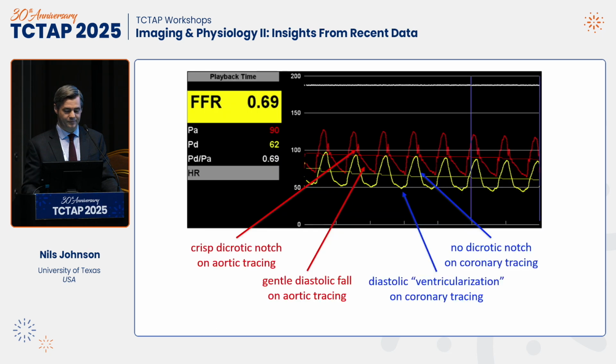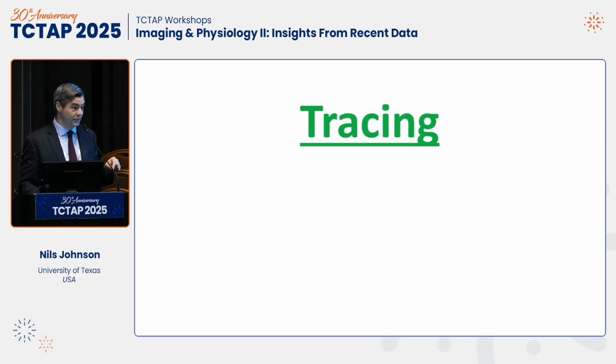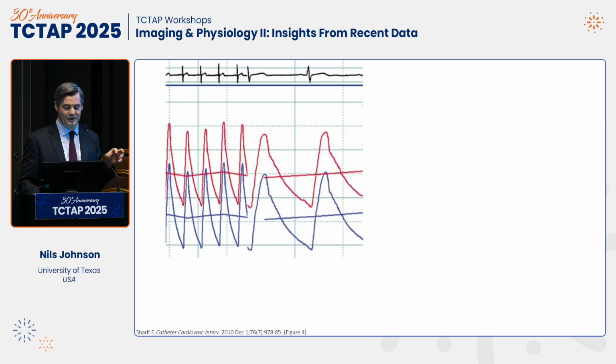the coronary artery. Eventually, as this becomes quite extreme, it's almost as if the coronary tracing becomes ventricularized. And again, the aortic pressure should always have the same nice dicrotic notch and gentle fall during diastole. So let's look at another tracing and take those same principles and come back to it.